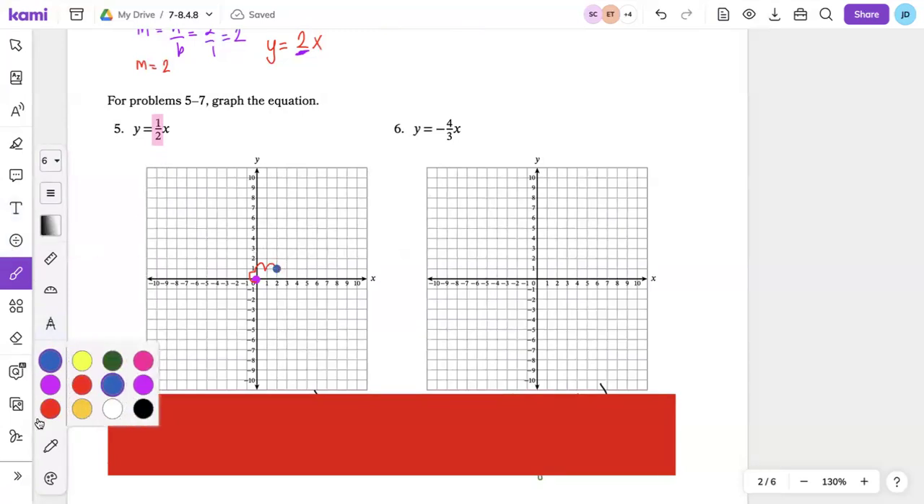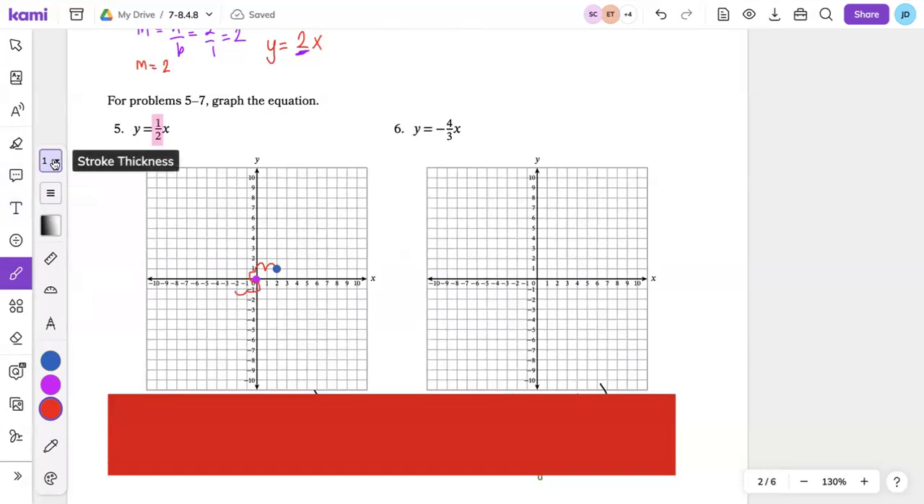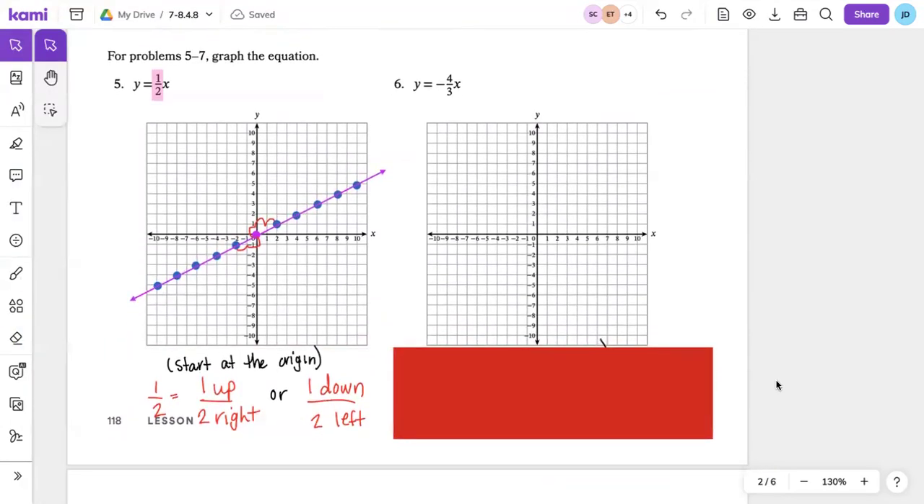We could also go the opposite direction. We could go down 1 and to the left 2. Either one works. We're just going to continue that until we are completely off the coordinate plane. All right, and that is what the graph should look like if you have done it all the way through. If you have a weird point that your line doesn't go through, something is off, so make sure you're counting those spaces very precisely. So start at the origin, 1 up, 2 right, or 1 down, 2 left.